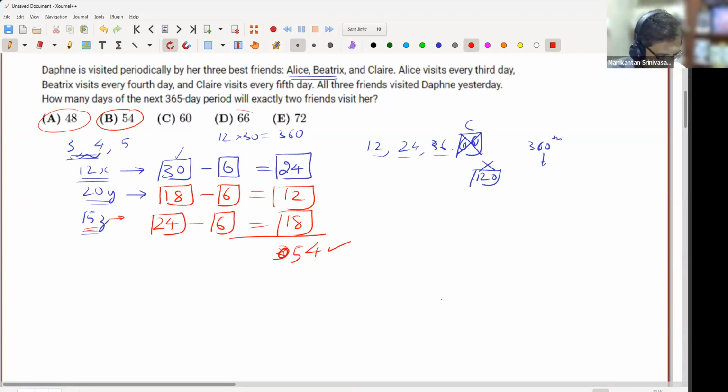Okay. Let me just think of a different variant of this question. Okay, all right. Variant of this question: how many days of the 365 period will have exactly one visitor? So instead of exactly 2 visitors, exactly one, just replace the word 2 friends with 1. Obviously the choices won't be there here because I made up this question, right? So can you all work it out?